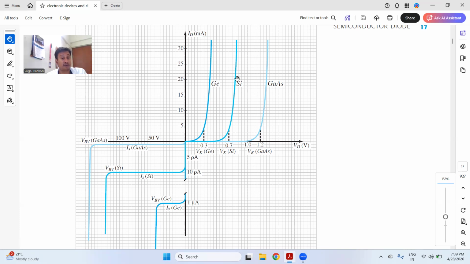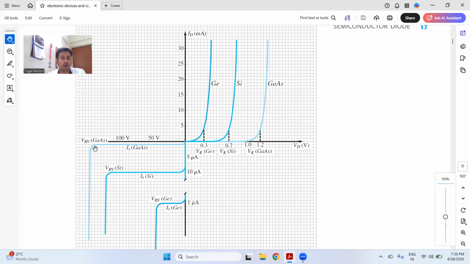But silicon is abundant in nature and it has comparatively higher breakdown voltage than germanium, but lower than gallium arsenide. That's why silicon is more preferred. So these are the characteristics: this first quadrant is the forward bias condition. And this is the second quadrant. There is no current flowing over here. And this is the third quadrant, and these third quadrant characteristics are for the reverse bias condition.